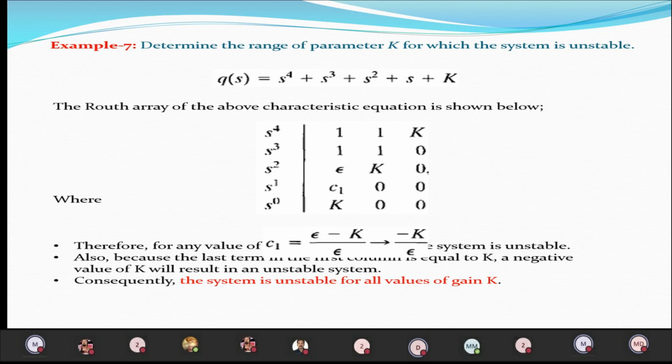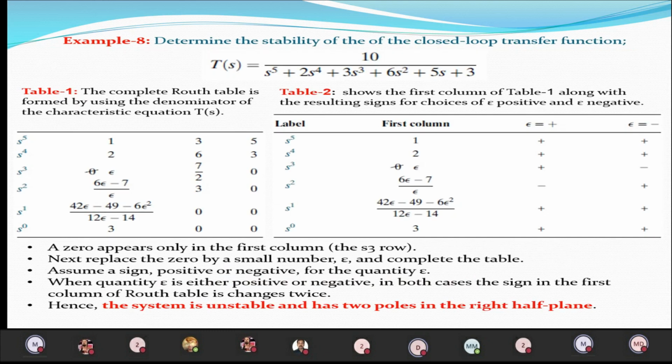So if it consists of, as usual, a negative element, then the system is said to be unstable. Here that is the case in this problem. Okay, and then we can say the location of poles from the number of sign changes also. So now we can take the next problem, a similar problem. Here also the same thing. Okay, so here the system is unstable for all values of K. Here minus K divided by epsilon comes. Therefore, a negative sign is there. Therefore, the system is completely unstable. So similarly, you can follow with others.